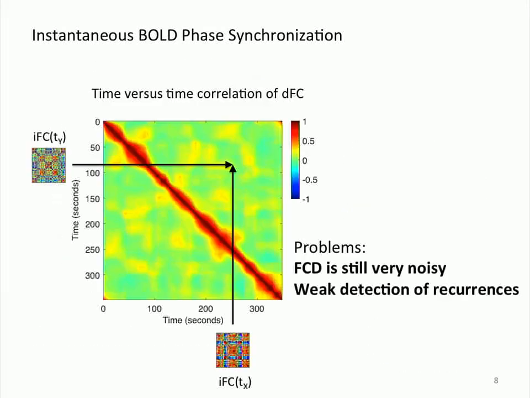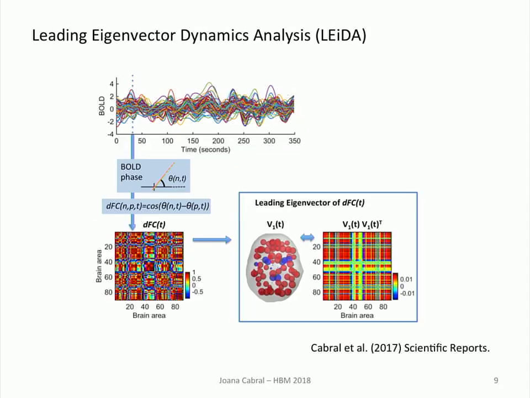But then again, if we do the time versus time matrix, we got rid of the large red squares along the diagonal that were due to the window, but then the detection of recurrences is quite weak. After a long time, we see a correlation of 0.3, 0.4 over time. So there's a weak detection of recurrences.